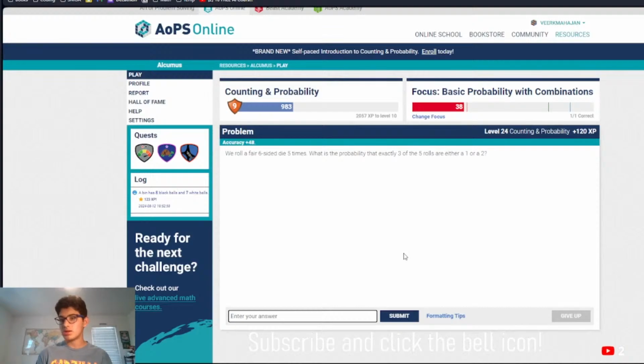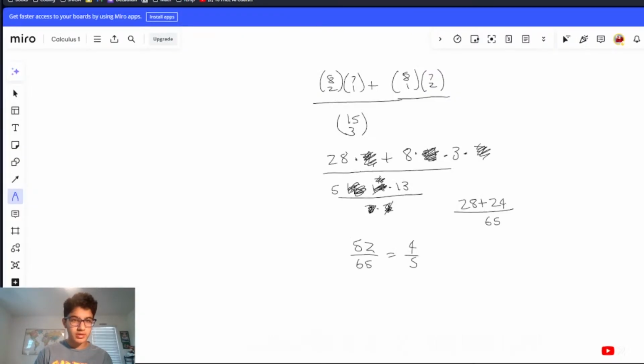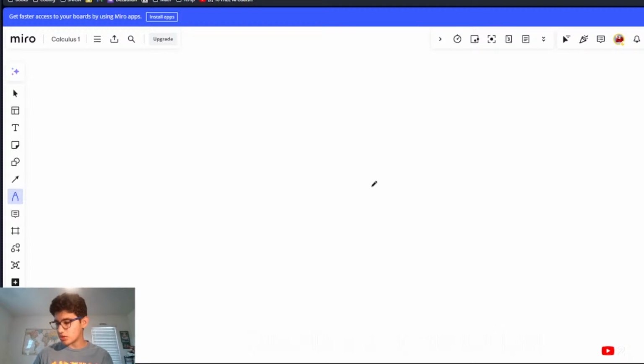So basically, exactly three. So in total, how many ways do you have? That's important to know. In total, you have 6 to the 5th. That's the total number of ways.